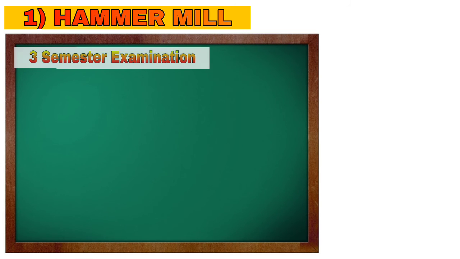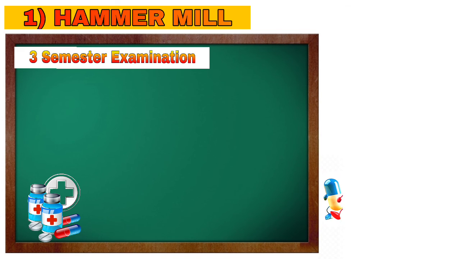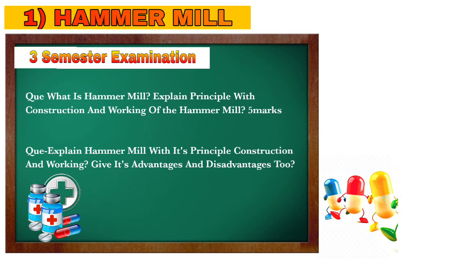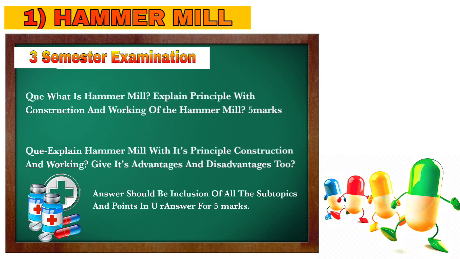Questions that can be asked in semester exams are: what is hammer mill? Explain principle and construction with the working of hammer mill for 5 marks. Or explain the hammer mill with its principle, construction, working, and give its advantages and disadvantages for 10 marks. So, all the above subtopics and points should be covered in your answer for the above questions.